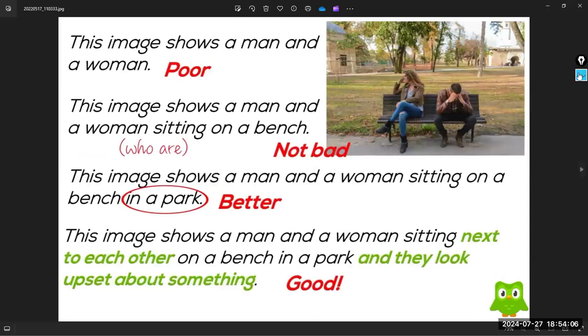For example, this is something wrong and bad. If you want to say "this image shows a man and a woman," this is really poor. "This image shows a man and a woman sitting on a bench," not bad, because you added a certain detail. "This image shows a man and a woman sitting on a bench in a park," you added more details. Now you are better. But if you say "this image shows a man and a woman sitting next to each other on a bench in the park and they look upset about something," now you're good. So the more details you add, the better your description is.